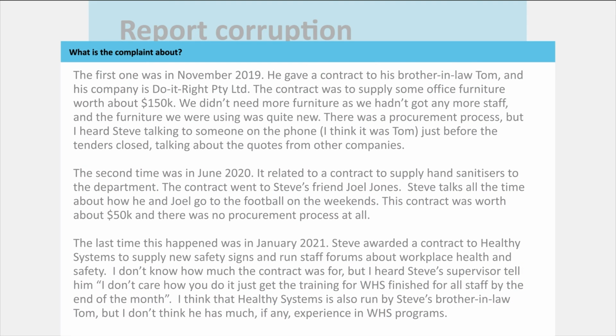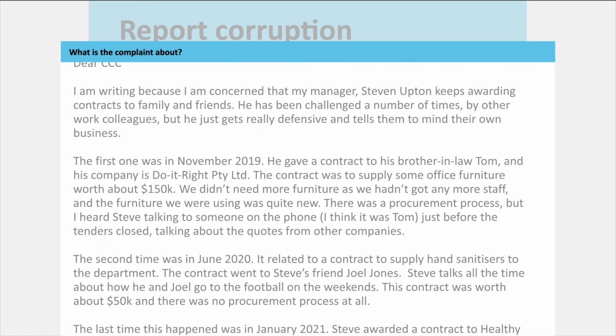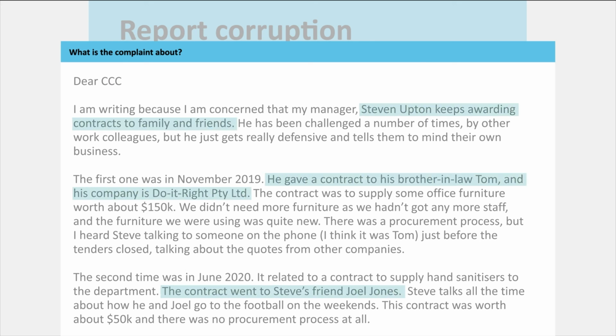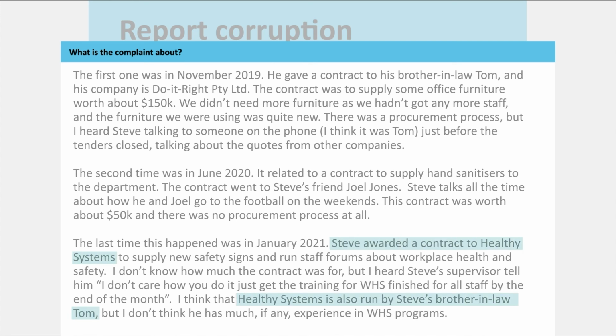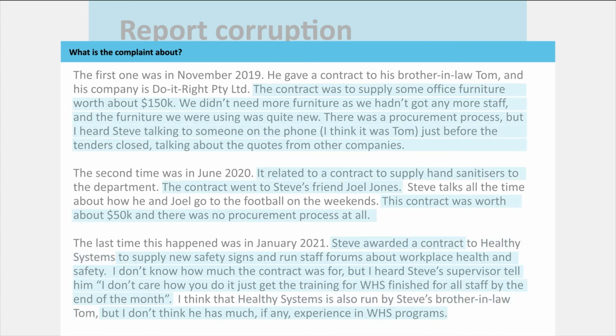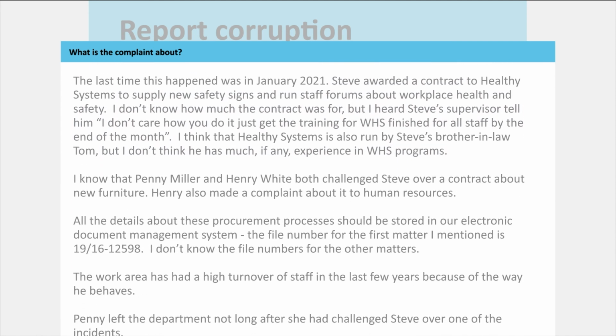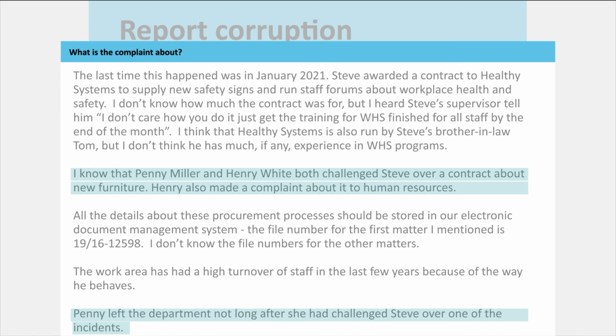Now, the improved complaint provides information about the dates when the procurement process occurred, as well as the names of companies and people who were awarded the contracts. It also provides more information about relationships between the manager and the people who were awarded the contract. The improved complaint provides more complete information about the reason the procurement process may have been improper. Names of potential witnesses, and where evidence of the conduct can be found.